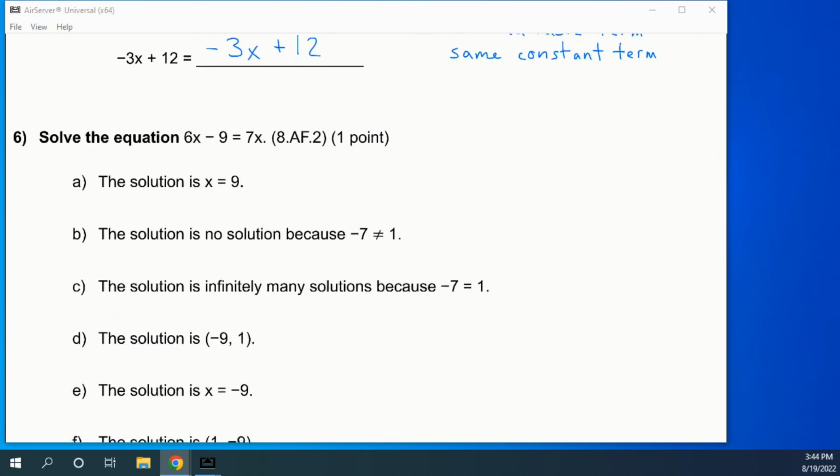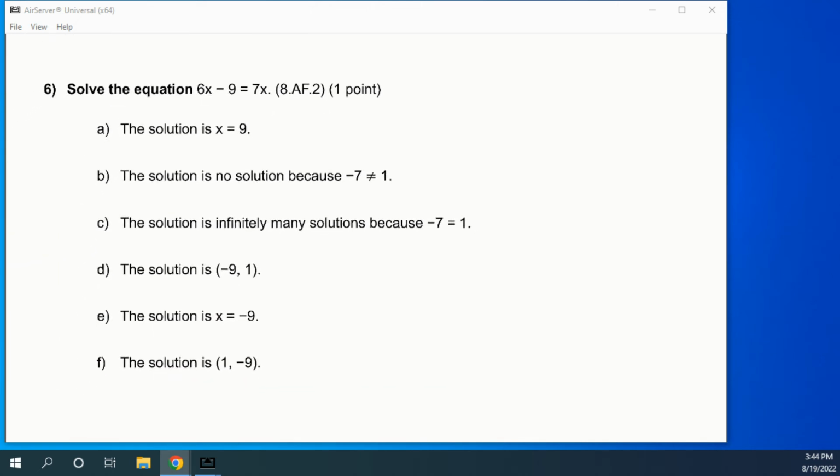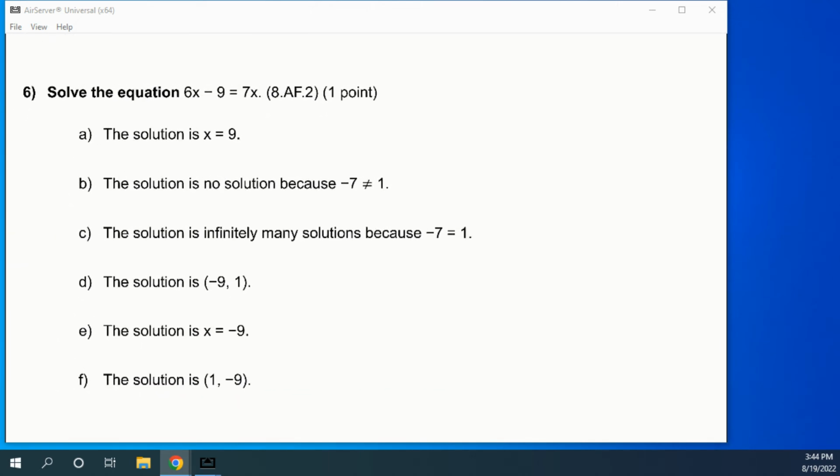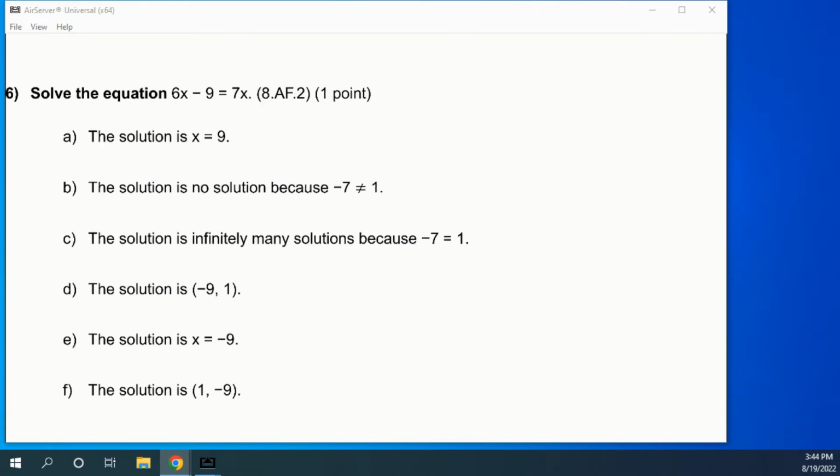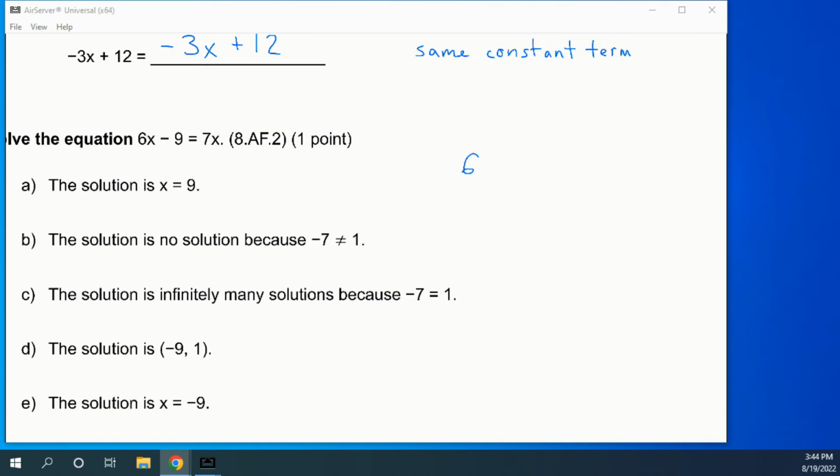All right. This next one, solve the equation. So we need to figure out which one of these is going to work. All of these answers are solutions. You can guess if you want. What I would do is I would do what it says. I would just solve it. So we have 6x minus 9 equals 7x. There's no distribution.